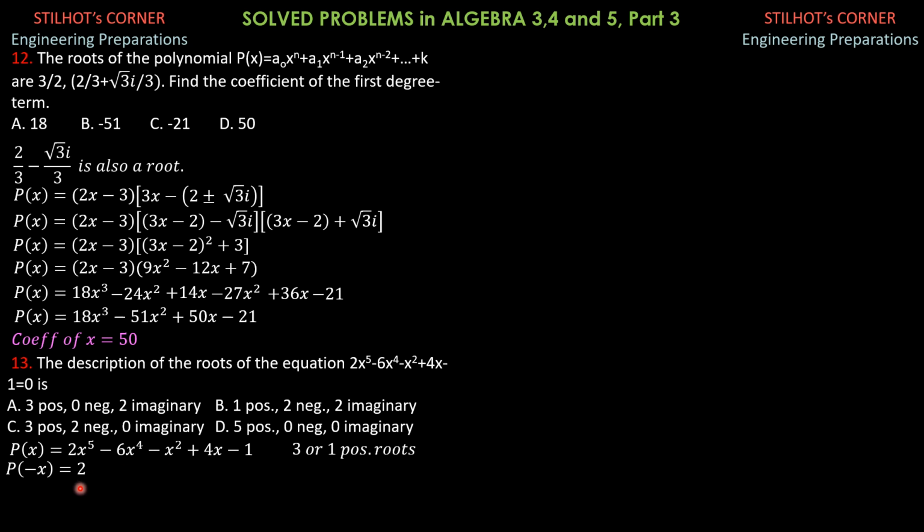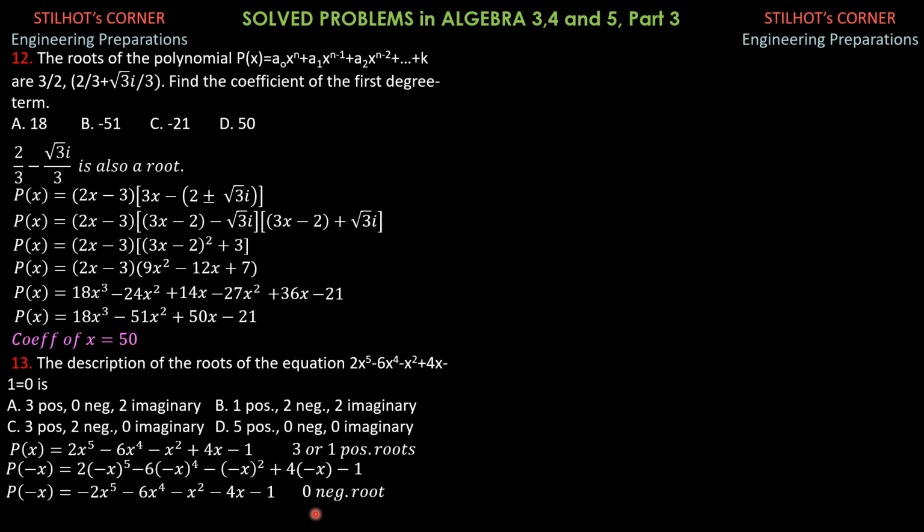Then P of negative x is 2 times negative x to the fifth minus 6 times negative x to the fourth minus quantity negative x squared plus 4 times negative x minus 1. So this is negative 2x to the fifth minus 6x to the fourth minus x squared minus 4x minus 1. So there's no variation in signs. So 0, therefore there's no negative root. So 0 negative root.